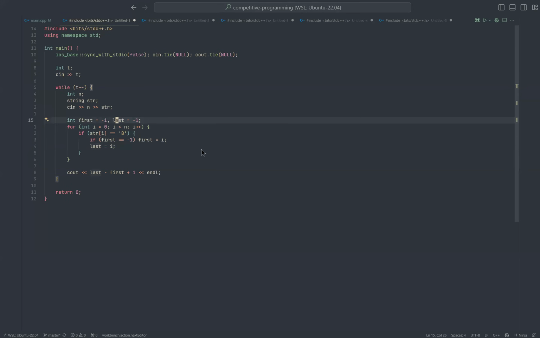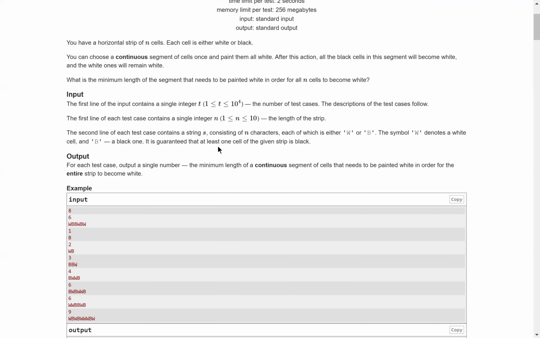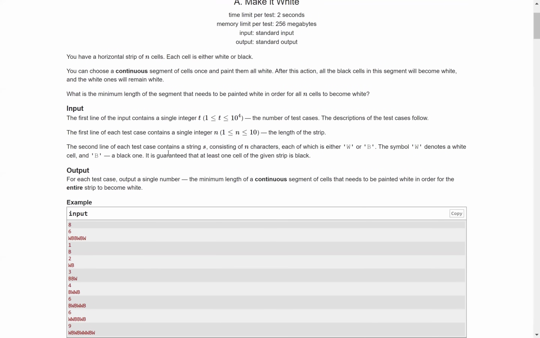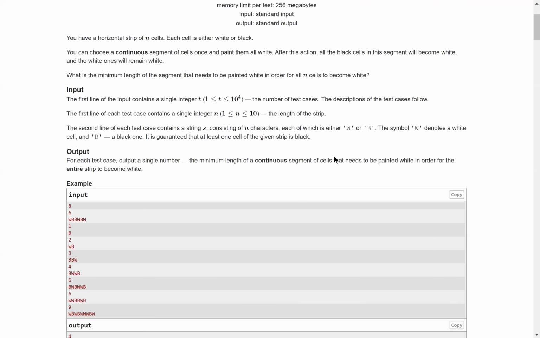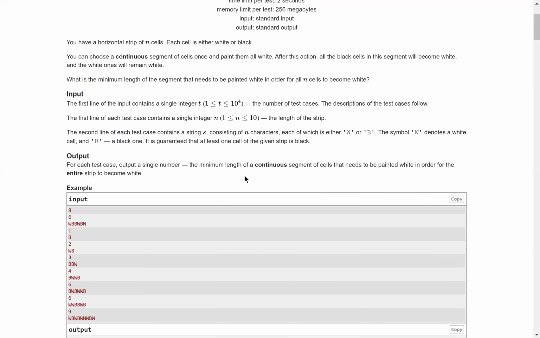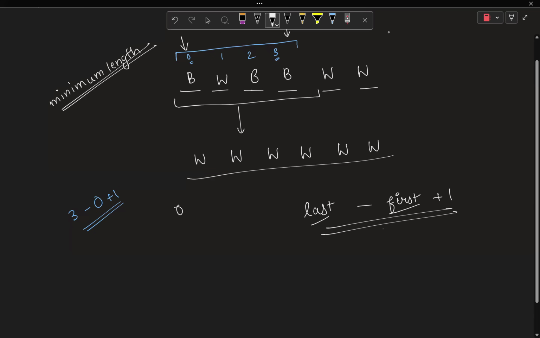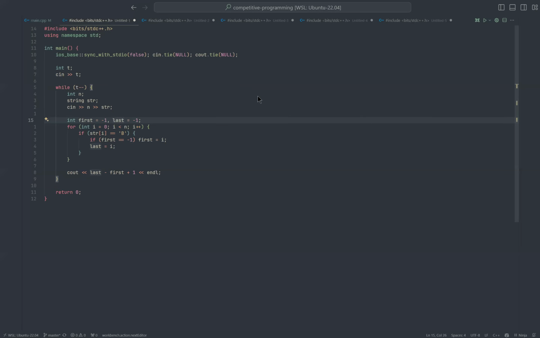did they actually mention that there will be at least one? Yeah, there is at least one black cell in the problem as given. I just missed this during the contest. So in the problem, there is one more thing: that there is at least one black cell in the given input. And probably they gave this so that people who forget about this edge case don't get the problem wrong.